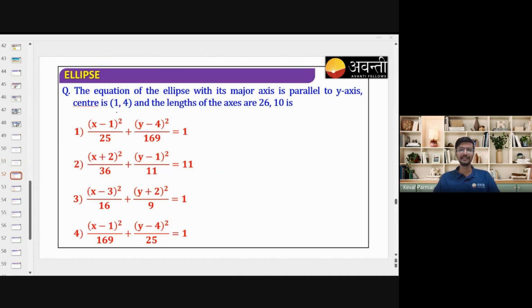The center is given as (1, 4). So that means in the numerator we'll have (x minus 1) the whole square upon something plus (y minus 4) the whole square upon something equals 1. So upon something, that means we need to get a and b.